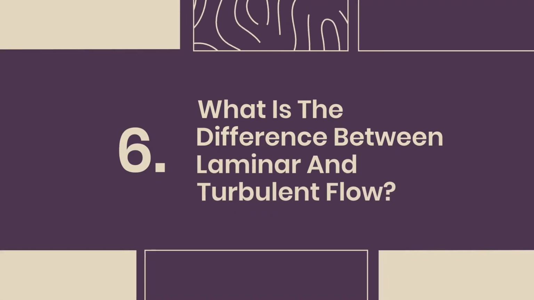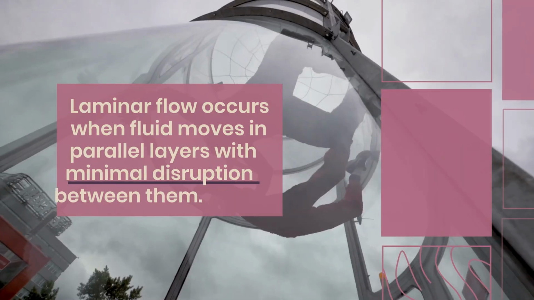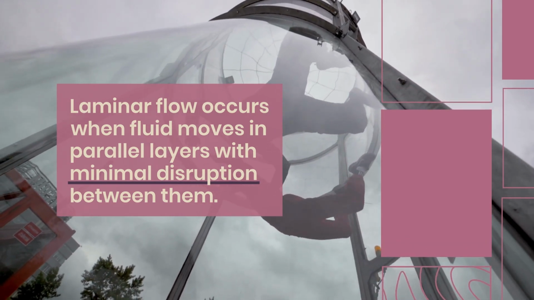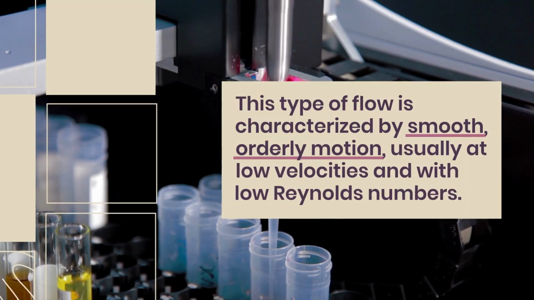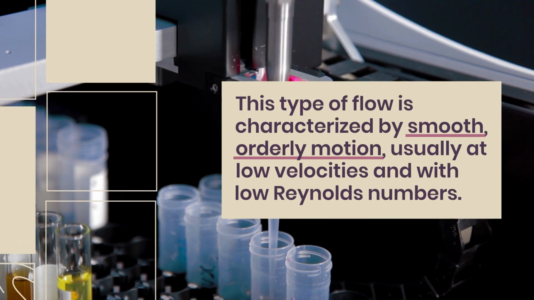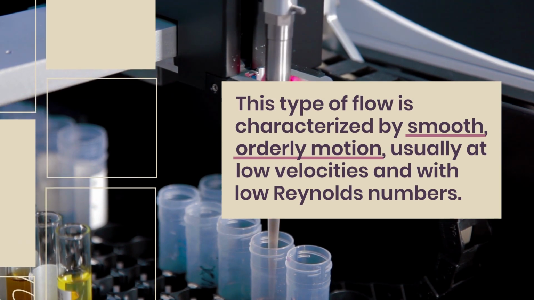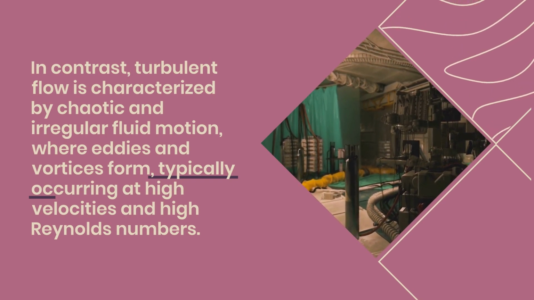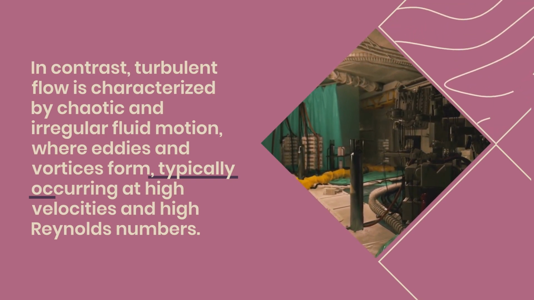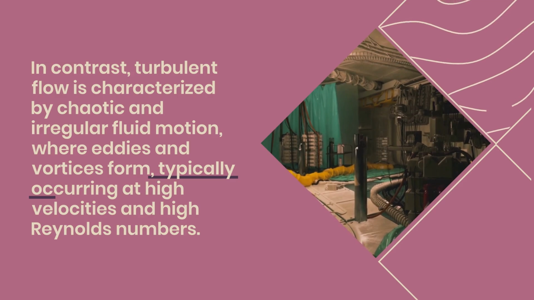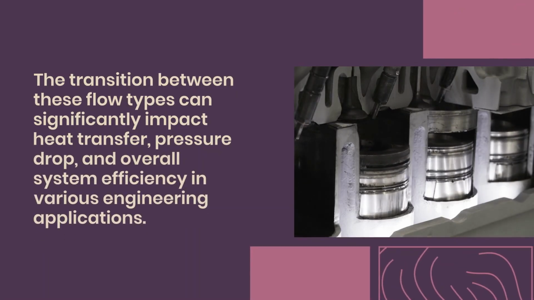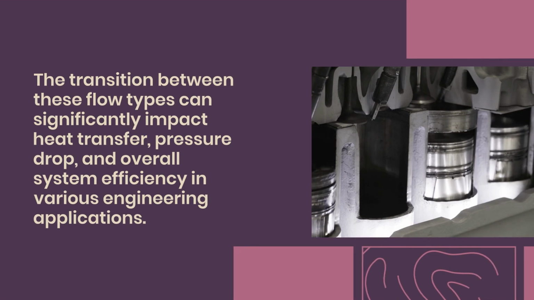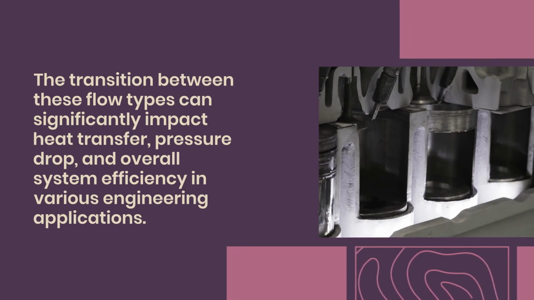6. What is the difference between laminar and turbulent flow? Laminar flow occurs when fluid moves in parallel layers with minimal disruption between them. This type of flow is characterized by smooth, orderly motion, usually at low velocities and with low Reynolds numbers. In contrast, turbulent flow is characterized by chaotic and irregular fluid motion, where eddies and vortices form, typically occurring at high velocities and high Reynolds numbers. The transition between these flow types can significantly impact heat transfer, pressure drop, and overall system efficiency in various engineering applications.